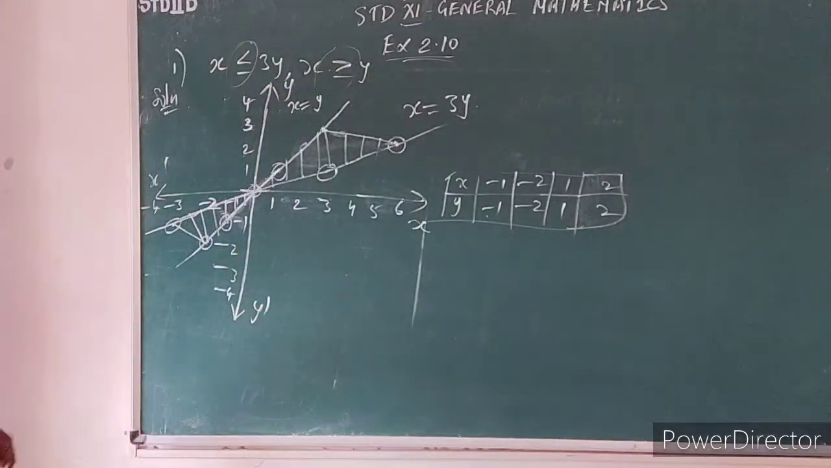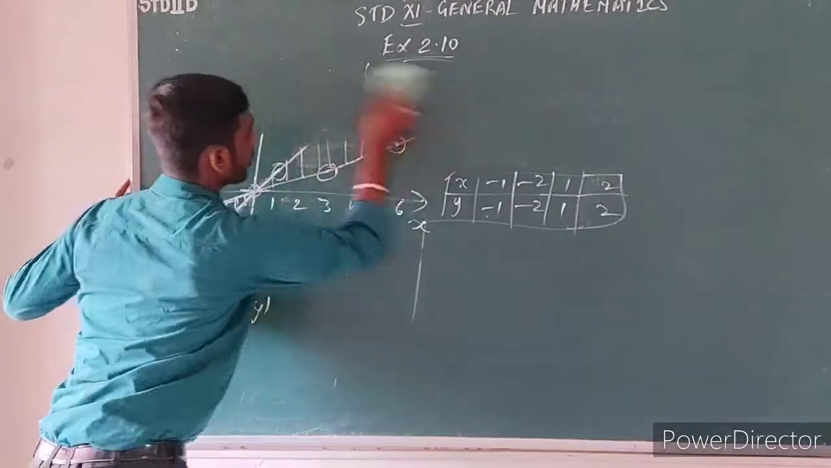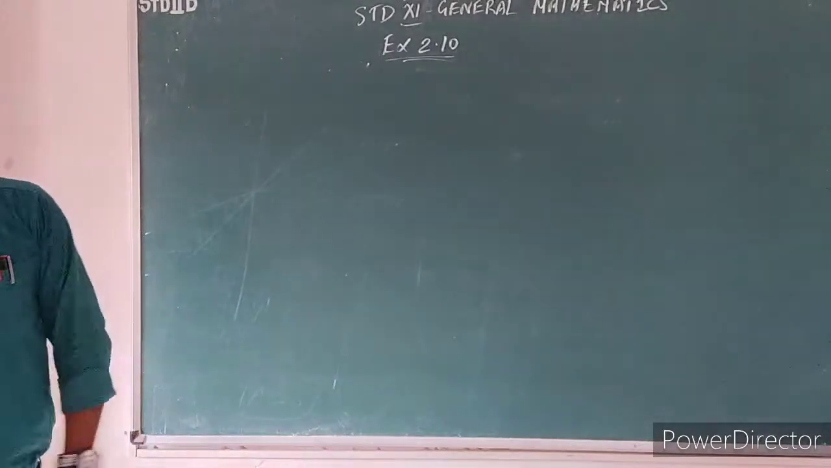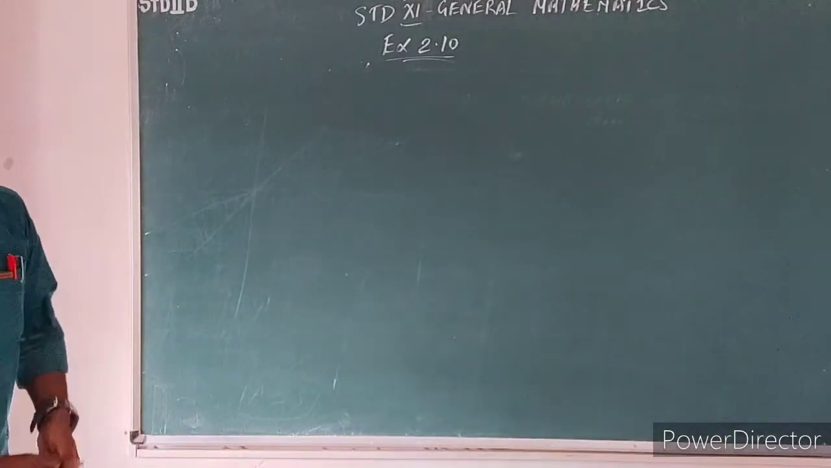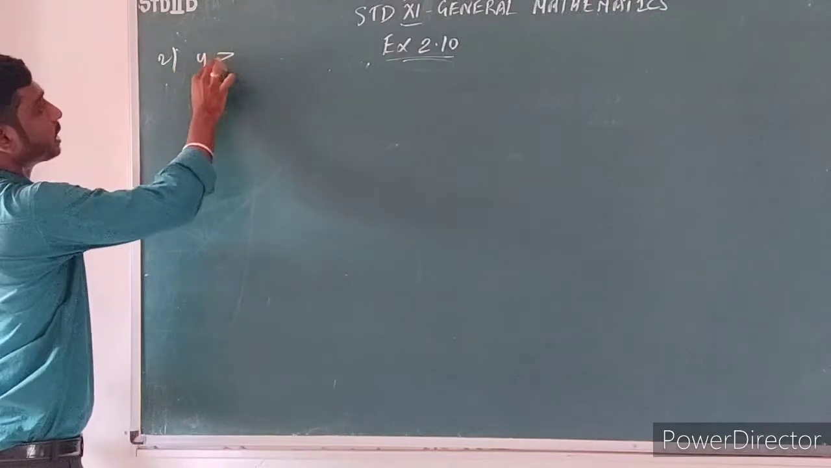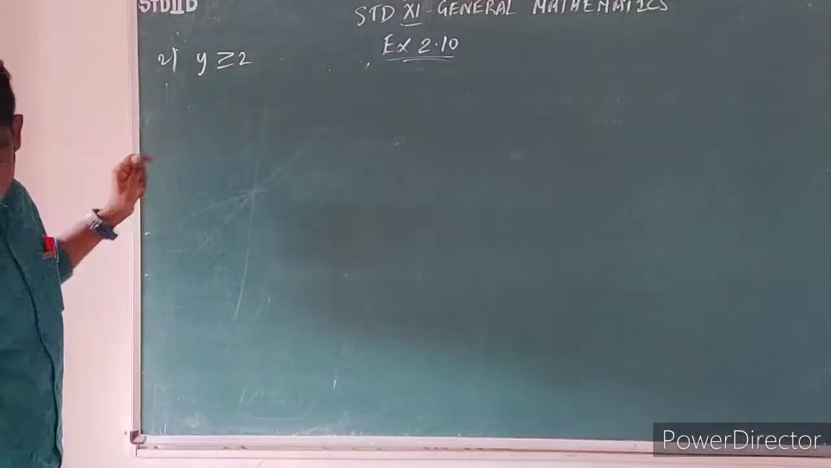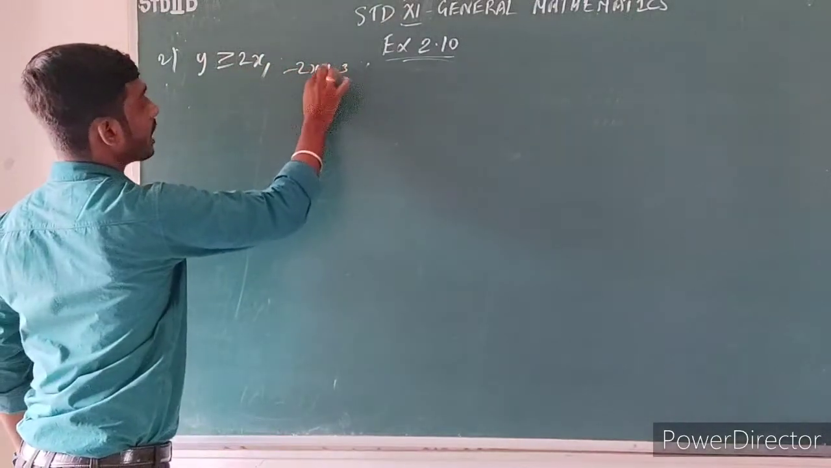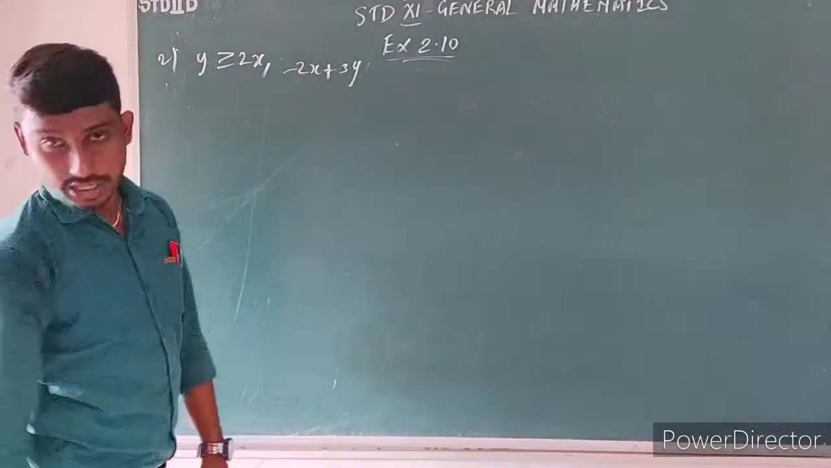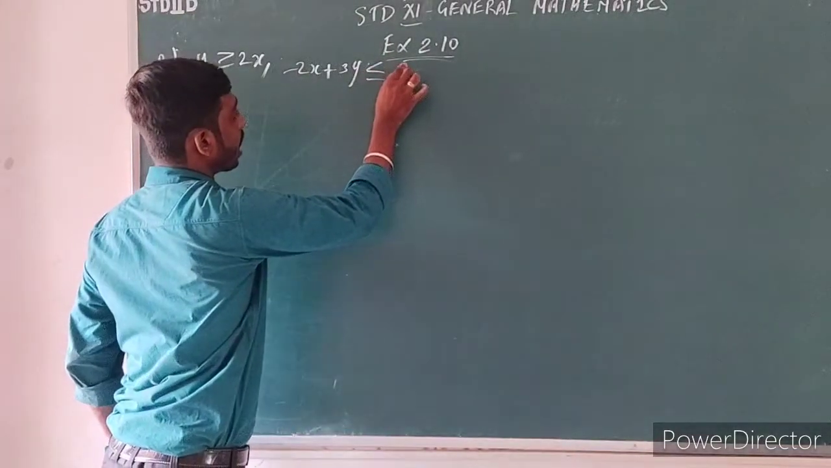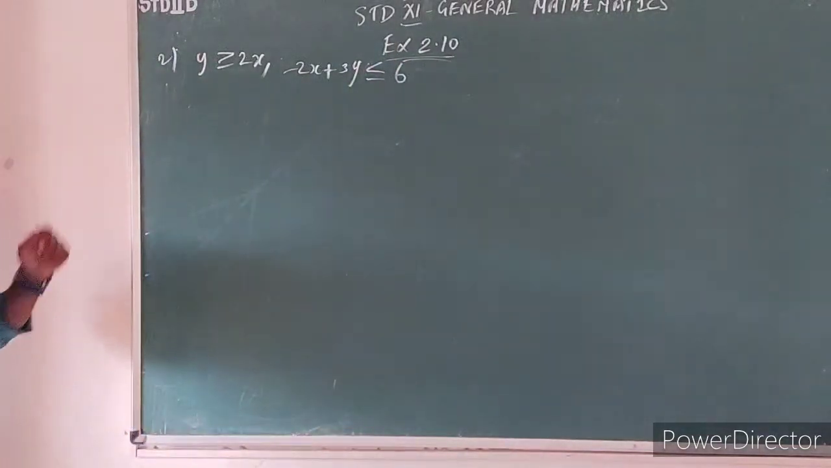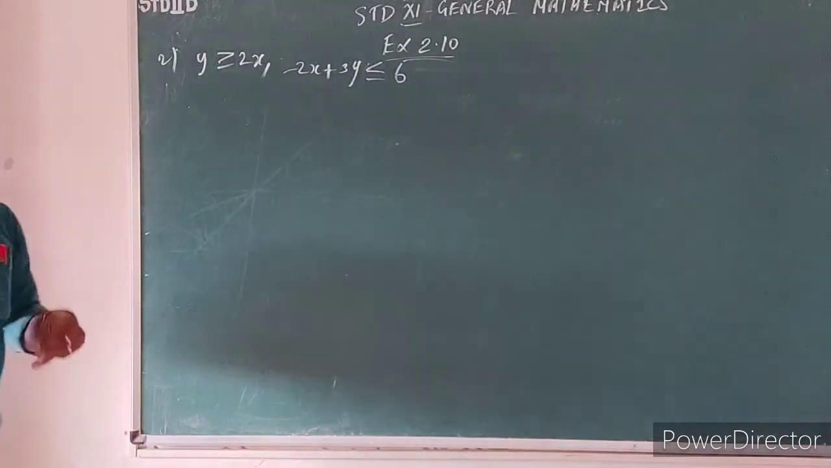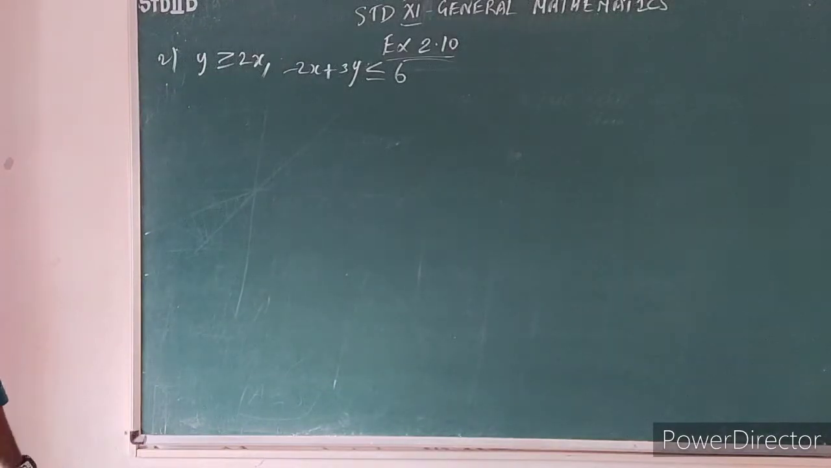So let's solve the second one. What is the question given? Let's read the question. That is y greater than or equal to 2x, comma, minus 2x plus 3y lesser than or equal to 6. What is the question here? y is equal to 2x, comma, minus 2x plus 3y lesser than or equal to 6.